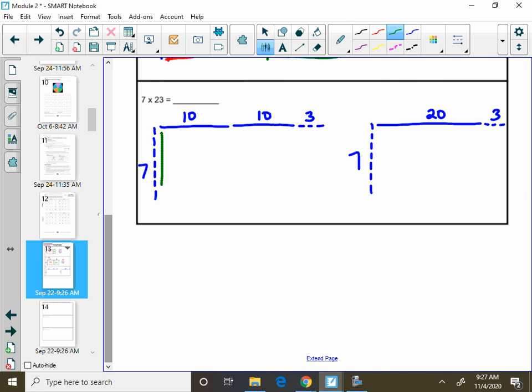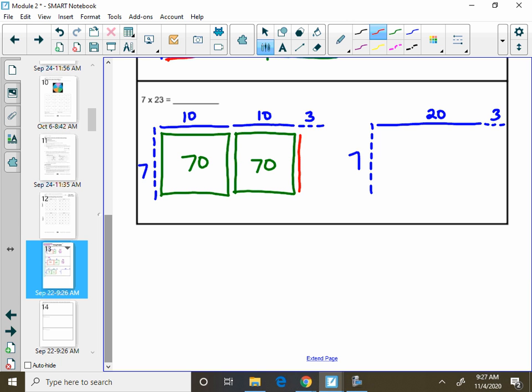Okay, so for the first one, 7 times 10 is what, everybody? 70. And then, of course, another 7 times 10 is 70. And then 7 times 3 is 21.